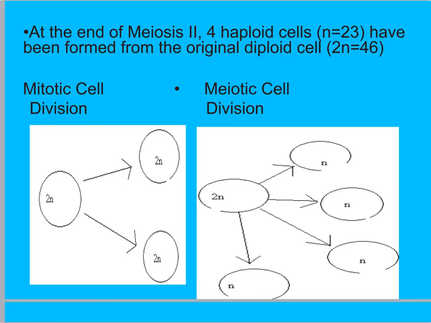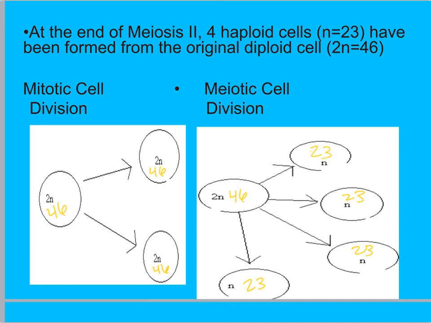So at the end of meiosis 2, you have 4 haploid cells made from your original diploid cell. So if you look, mitotic cell division would be 1 diploid splitting into 2 diploids, whereas meiosis would be 1 diploid splitting into 4 haploid.